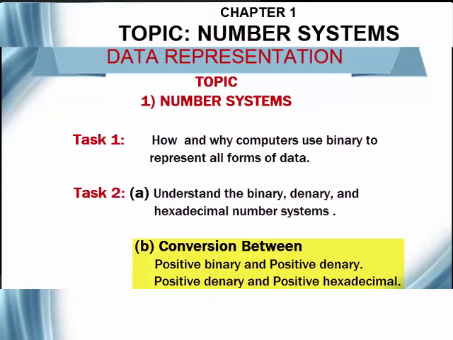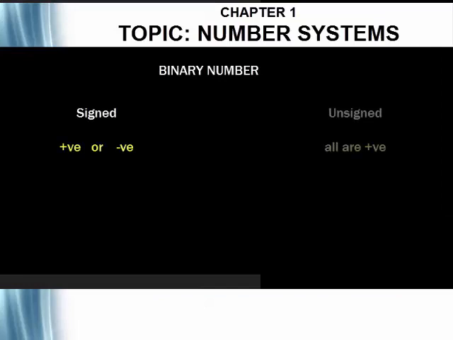But before getting started, remember that binary numbers can be signed or unsigned. Unsigned binary numbers are all positive. We don't need to use terms like positive and negative for unsigned binary numbers. But signed binary numbers can be positive or negative. But how can we judge whether it is positive or negative?